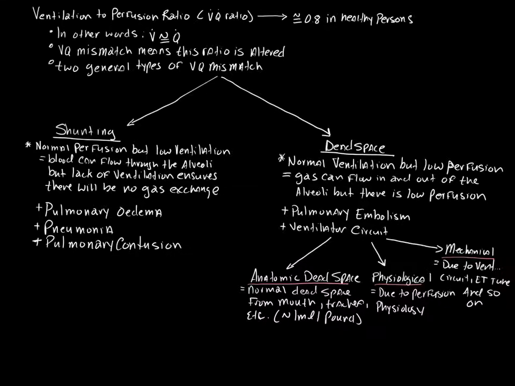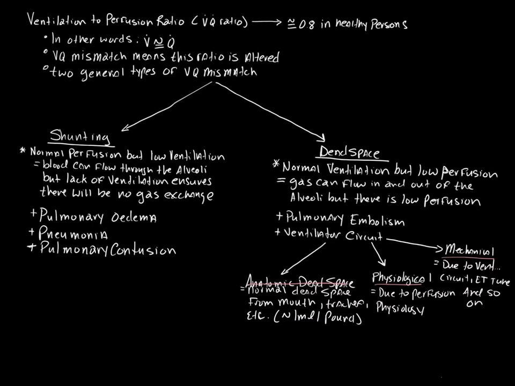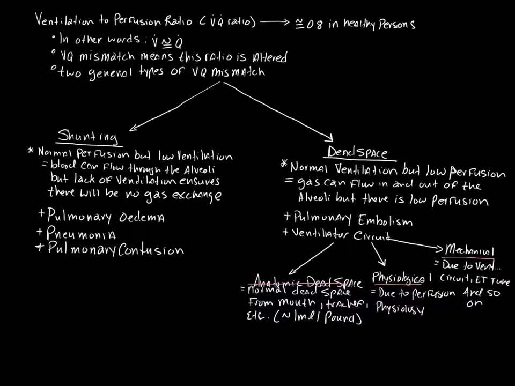So move right along. I won't spend too much time here because you should understand this since we've talked about it already, and this is a difference between shunting and dead space. Shunting and dead space are both examples of what's known as ventilation perfusion mismatch, or VQ mismatching. So these are both examples of a VQ mismatch.